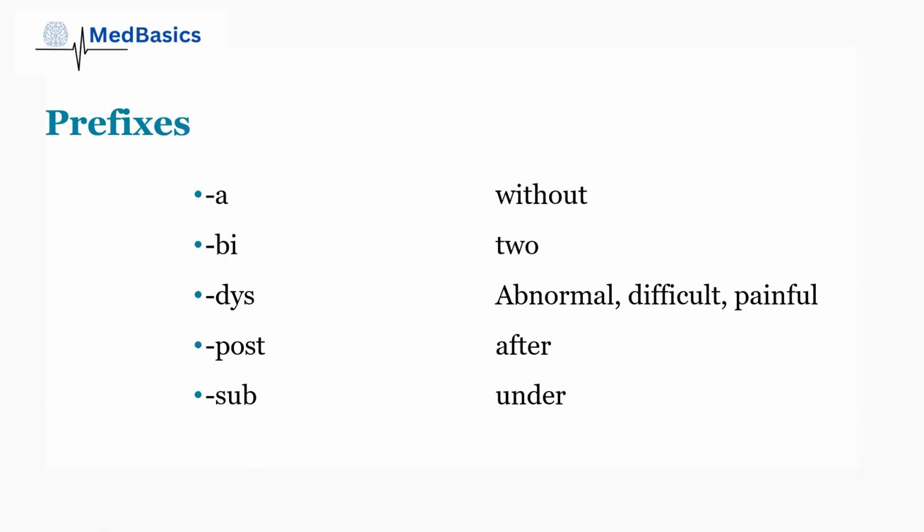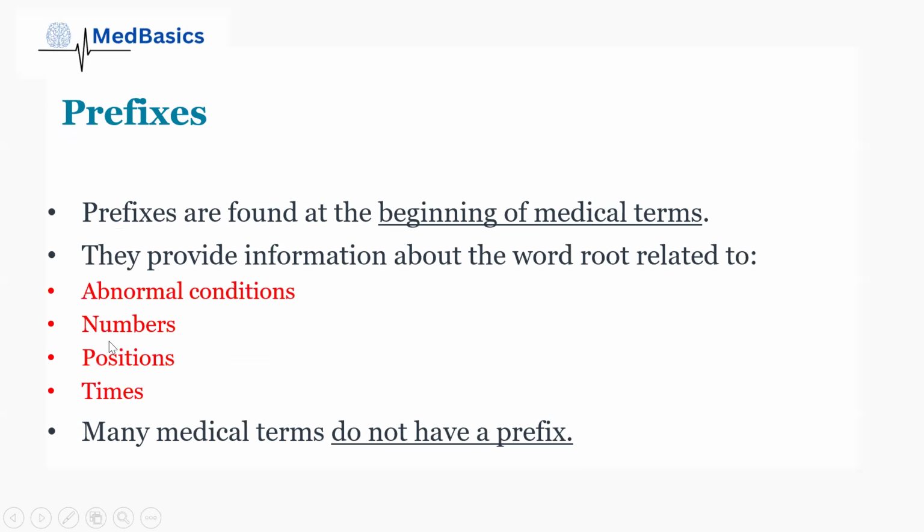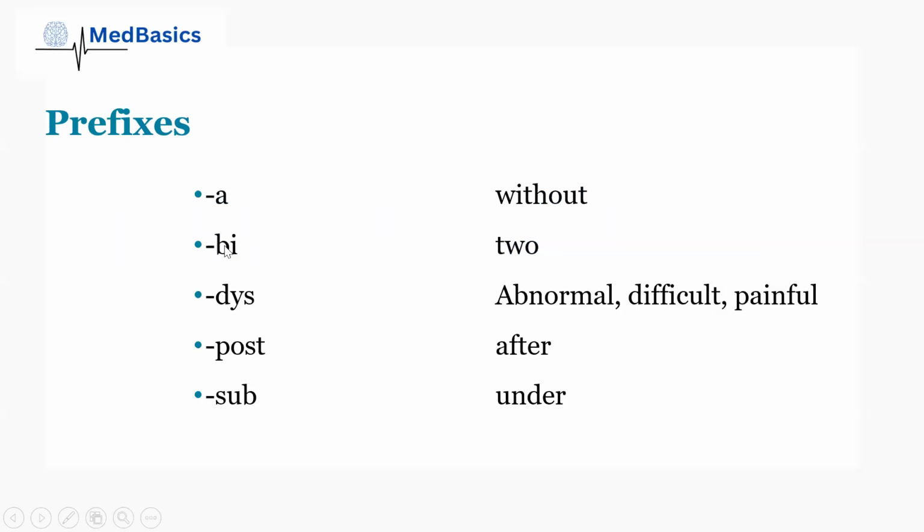Here we have a few examples. We will have a separate session on detailed prefixes and suffixes, and some tips and tricks for remembering those medical terms pertaining to prefixes, suffixes and word roots, in our upcoming sessions. But for now, if there is a prefix a, it means without. Bi is two. We have already seen the rule, so it represents numbers. Here you can see bi is a prefix.